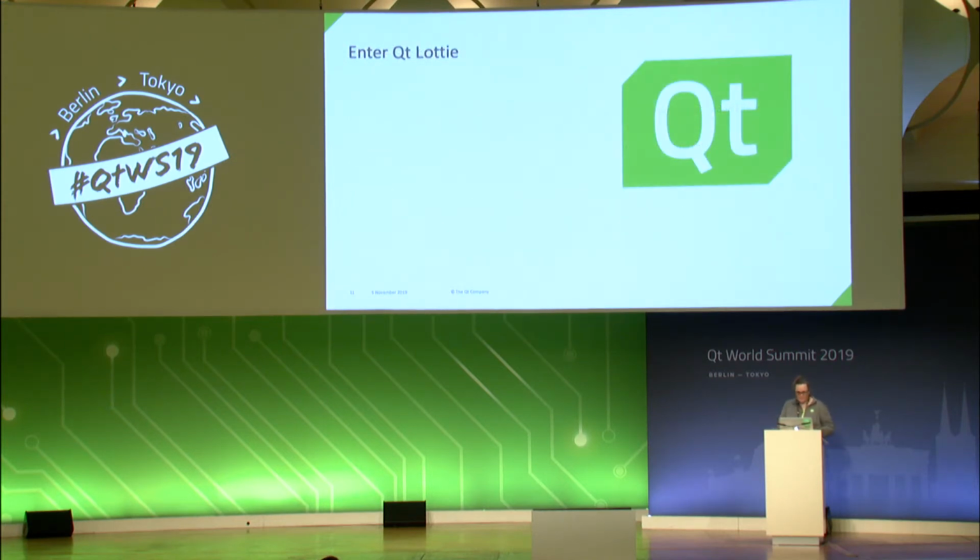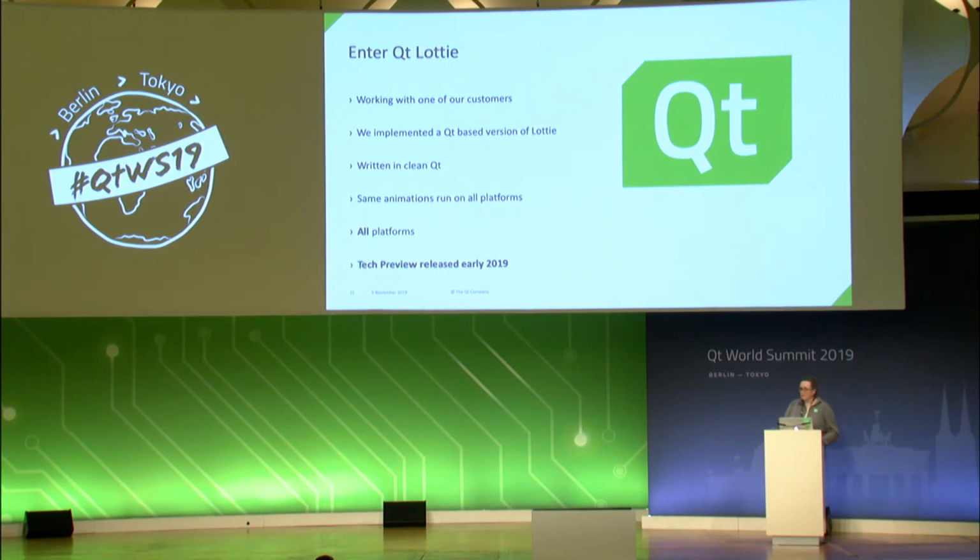So, one of our customers was creating a smart TV and wanted to use these kinds of animated icons themselves. So we worked with them and created a Qt-based version of Lottie. It's written in pretty much pure and clean Qt, which runs exactly the same animation on every platform where Qt will run, which is pretty neat. This was released in early 2019. It may even have been February, so I'm not entirely clear on that exact date. But that's when it came out. It's been around since early this year.